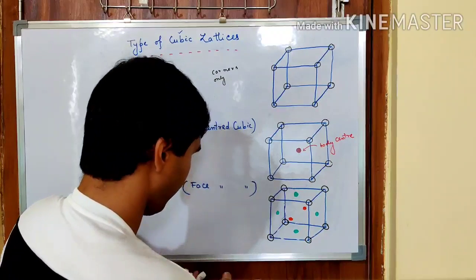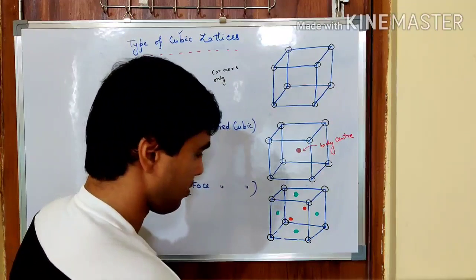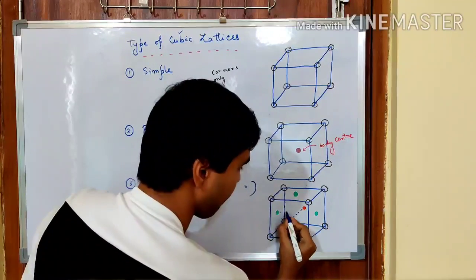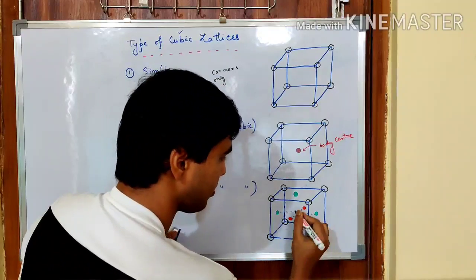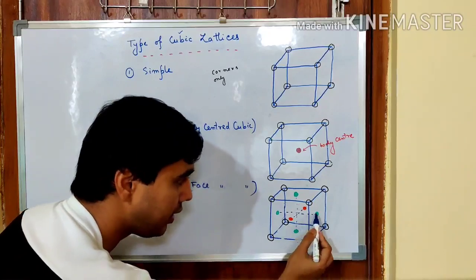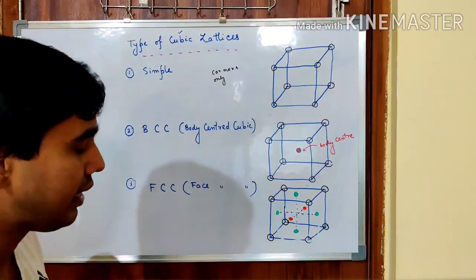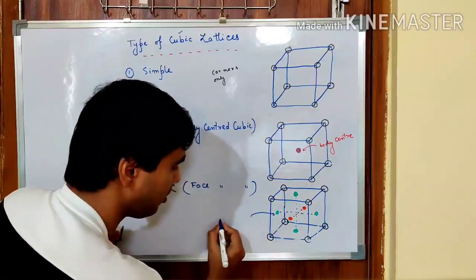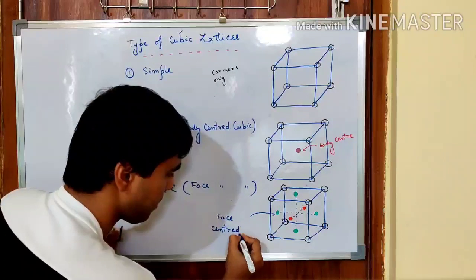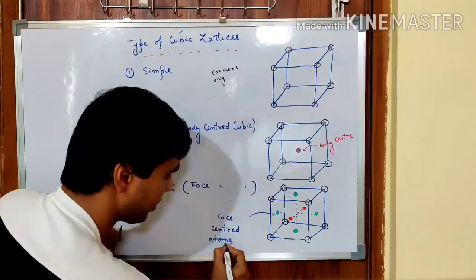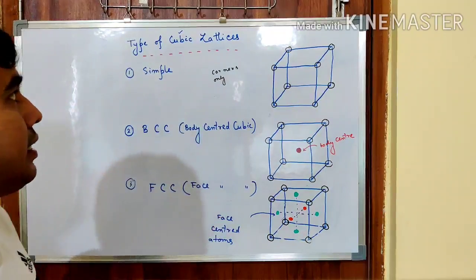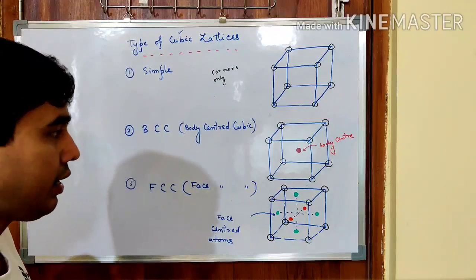Let us join them with different color. So these two are on opposite side, these two are on opposite side, and these two are on opposite side. So you can see these atoms are exactly situated at the center of the faces. So this is called face centered atoms. So this is how the 3 types of cubic lattices look like.